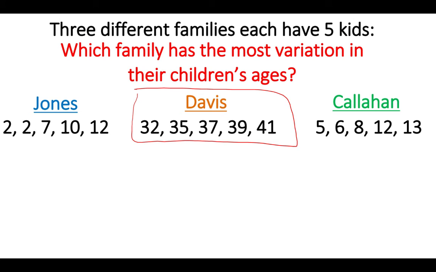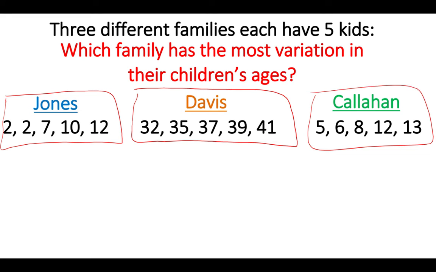So a cool thing with the coefficient of variation is it doesn't matter what the ages are now. You can compare them to, let's just say, the Jones family, which I made up. They have twins, 2-year-old twins, a 7-year-old, a 10-year-old, and a 12-year-old. And how can we compare that to my family, much older now? And then this other family called the Callahan family. They've got a 5-year-old, a 6-year-old, an 8-year-old, a 12-year-old, and a 13-year-old. So the question is, which family has the most variation? We could also ask the other question, which has the least variation?